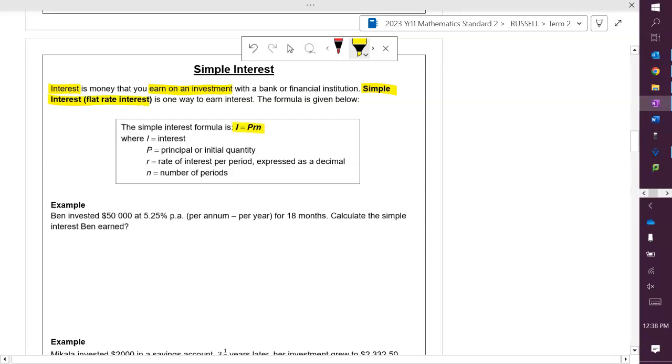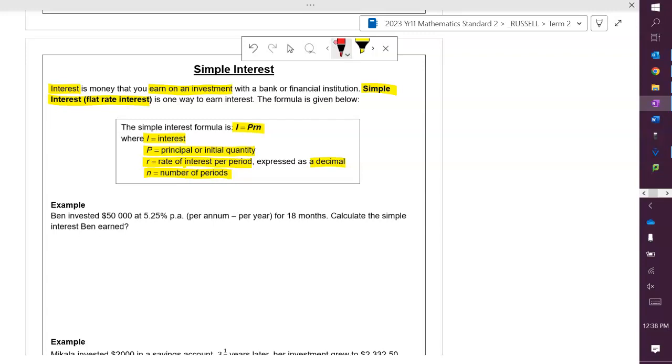And to do that, we have a formula, which is I, which is our interest, equals P, which is our principal or initial amount that's invested, multiplied by R, which is the rate of interest as a decimal, multiplied by N, which is the number of periods, usually expressed in years.